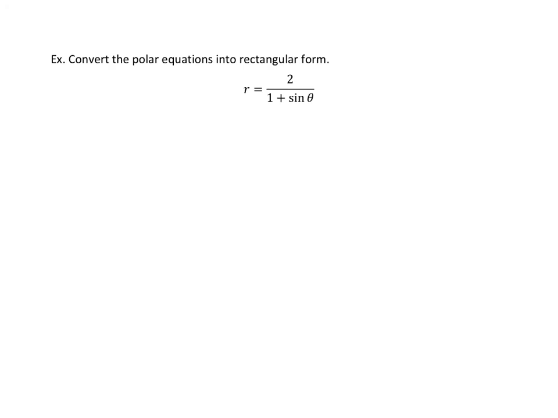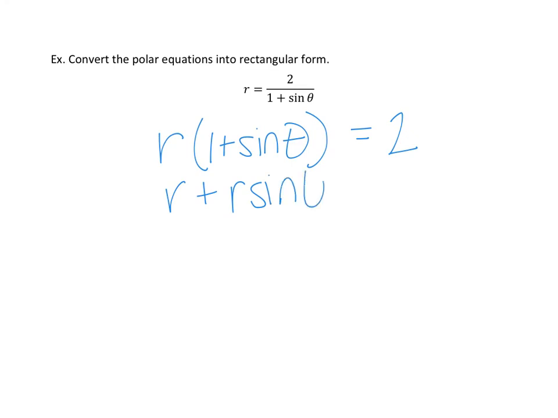Okay, one more problem. We've got a denominator. Let's multiply that over by r. You may not think you know what to do now, but it comes with practice. I'm just showing you some of the ways. If I distribute that, I'm going to have r plus r sine theta equals 2. All right, so I can change that to y. I've got that taken care of. Okay, if I get r by itself, r equals 2 minus y.